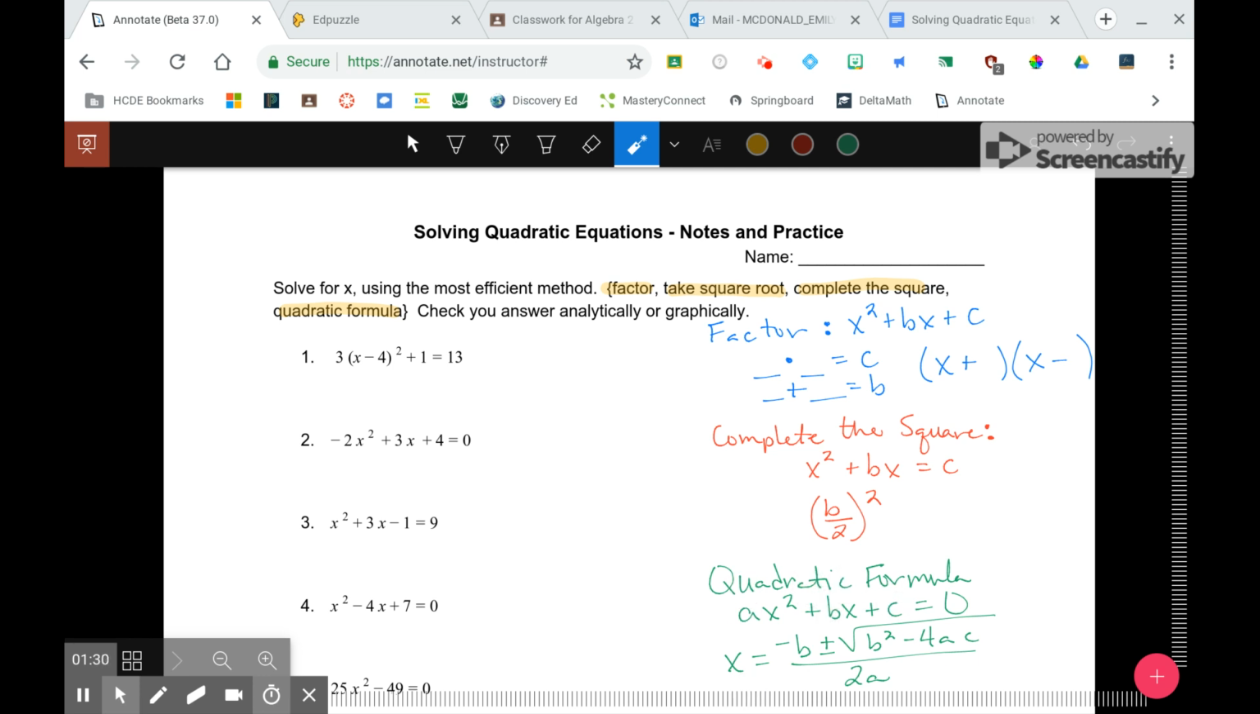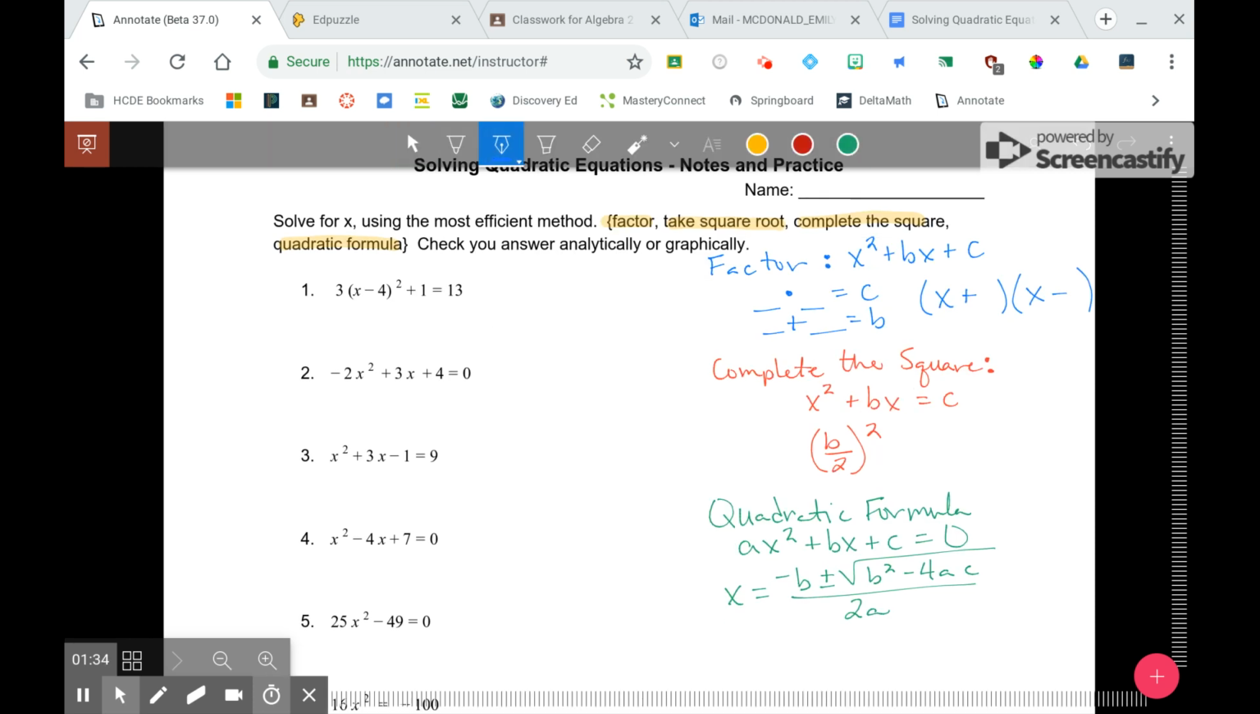So let's look at this first problem. In this first problem, notice it's not in that ax squared plus bx plus c form. It has this whole quantity being raised to a power. So this one, it may be easier to solve by square roots, because we know we can take the square root.